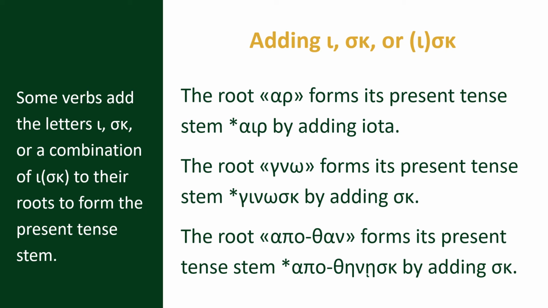So some verbs add the letters iota, sigma kappa, or a combination iota sigma kappa to their roots to form their present tense stems. This is the end of lecture 20.